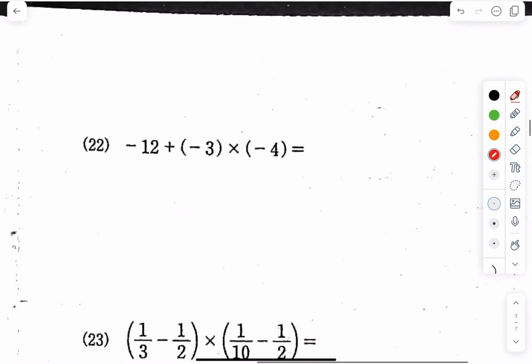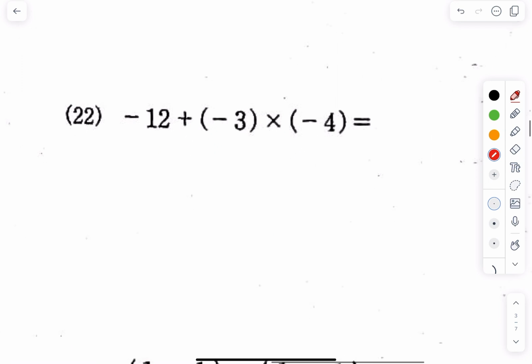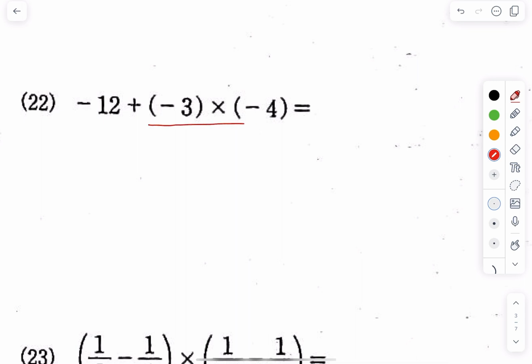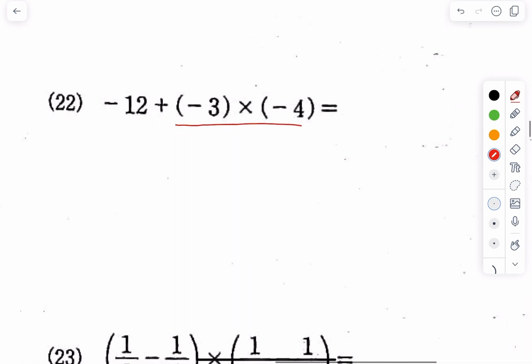All right, next page, 22: order of operation with negatives and positives. So we calculate the multiplication first. Negative times negative is positive, so this is 12. And this is negative 12 plus 12. Negative 12 plus 12 is 0. Done, finito. You just have to know order of operation.